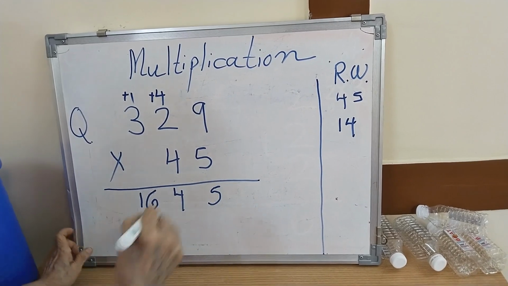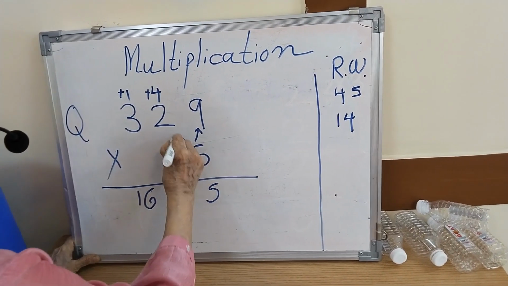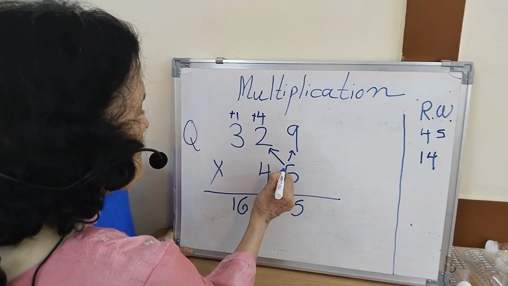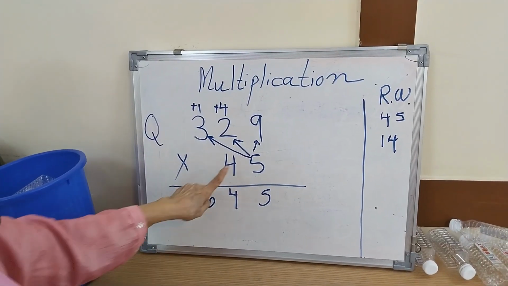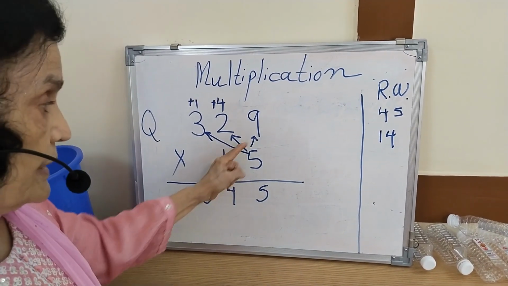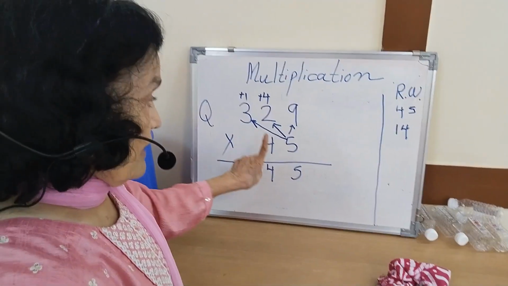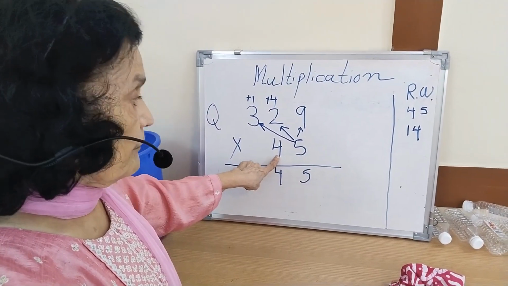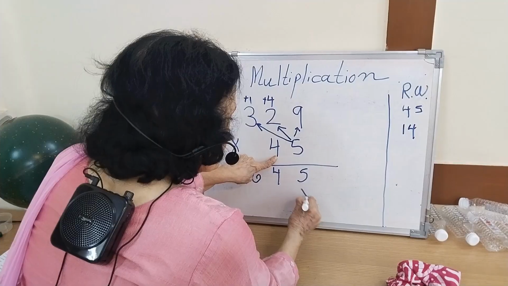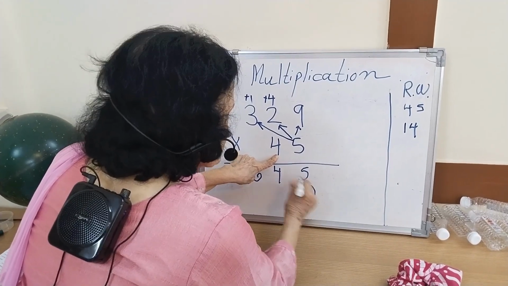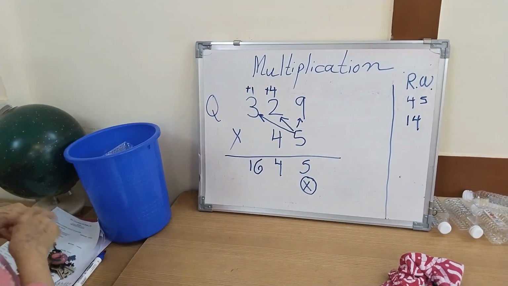So what we have done? First we multiply these two numbers, then we multiply these two numbers and then we multiply these two numbers. So from 45, this unit number we have used and hence when we come to next number, we have to show that unit number is used. So here we go, cross and circle. Now in the same fashion, we have to go.